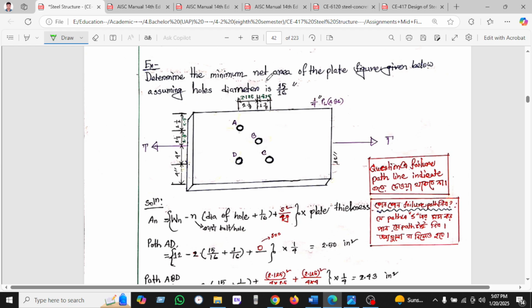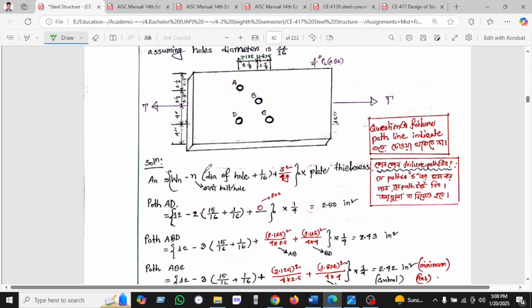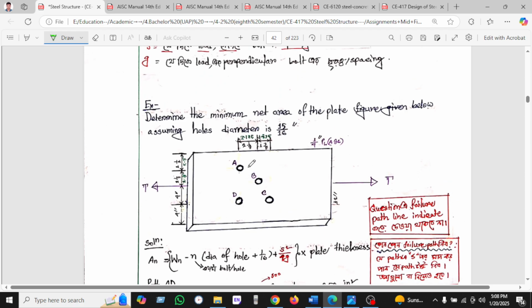Determine the minimum net area of the plate. The figure is given below. Assume the hole diameter is 15 by 16 inches. We can see the four holes given as A, B, C, D, and the plate is 1 by 4 inches. Here the width is 12 inches, the first hole distance is 4 inches, then 2.5 inches, and 2.5 inches. So we have to calculate the minimum net area.